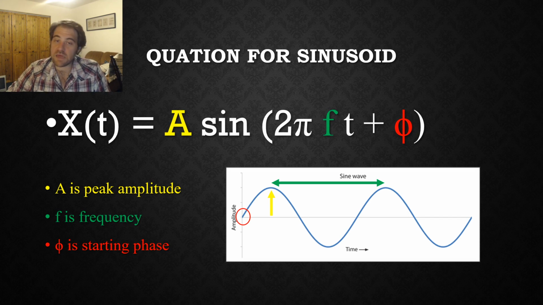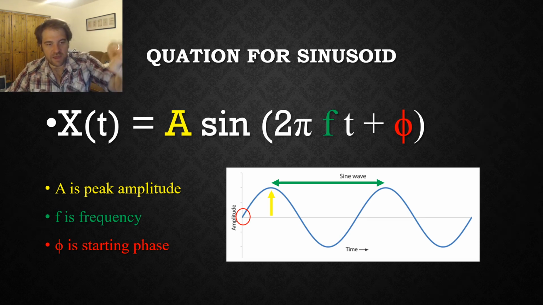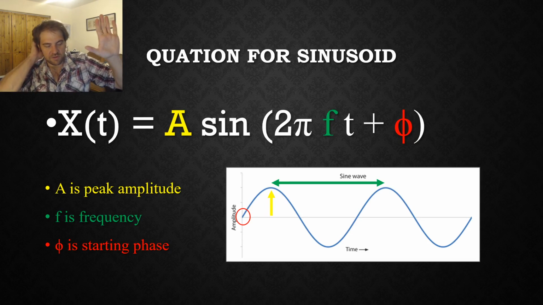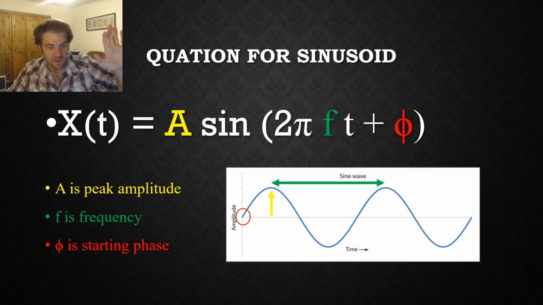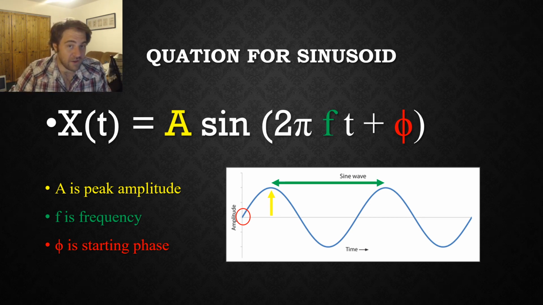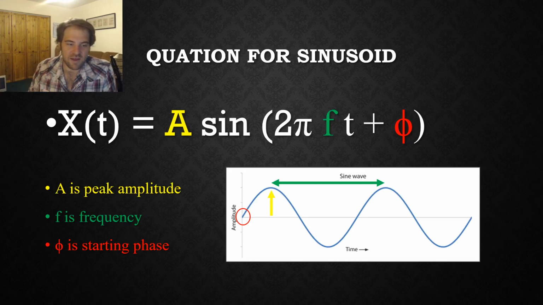A is your peak amplitude. If you look at A, it's all color-coded for you, right? So hopefully nobody's colorblind in this class. Although if you are, I do research with color vision, and you should certainly email me. Let me know if you're colorblind. We should talk. Anyway, I'll also change the colors on the slide for you.